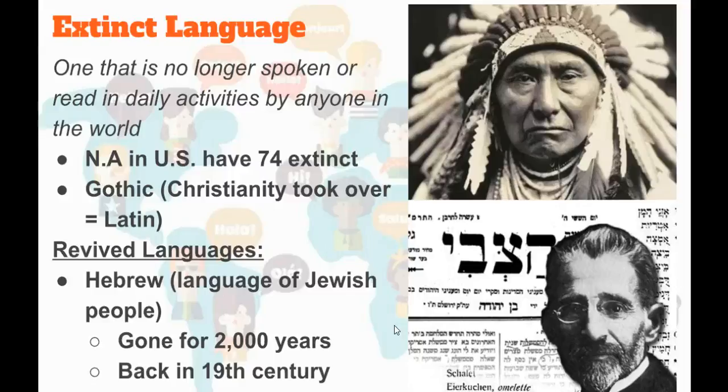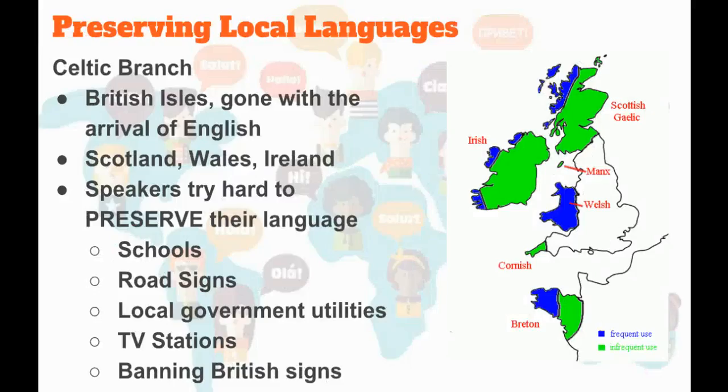Now, an example of a revived language is Hebrew, the language of the Jewish people. This language was gone for 2,000 years, as with the diaspora of the Jewish people around the world, they no longer had that common Hebrew language anymore. They took up the language of the local population to speak. But in the 19th century, this was revived, and now today you have a lot of native people who grew up learning Hebrew, either as a predominant first language or as a secondary language to help practice their religion.